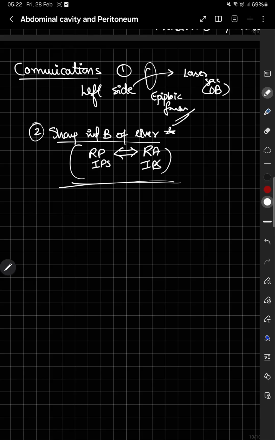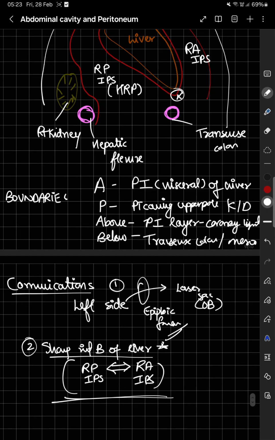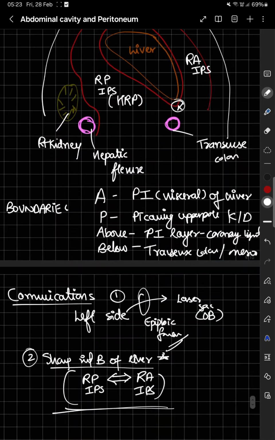Okay, so we have discussed where it is generally present, the boundaries, the communication, and our diagram of the hepatorenal pouch. This is actually right subhepatic. It's below the hepatic on the right side. It can also be considered subdiaphragmatic. So this is all about the hepatorenal pouch, which is also known as Morrison's pouch.